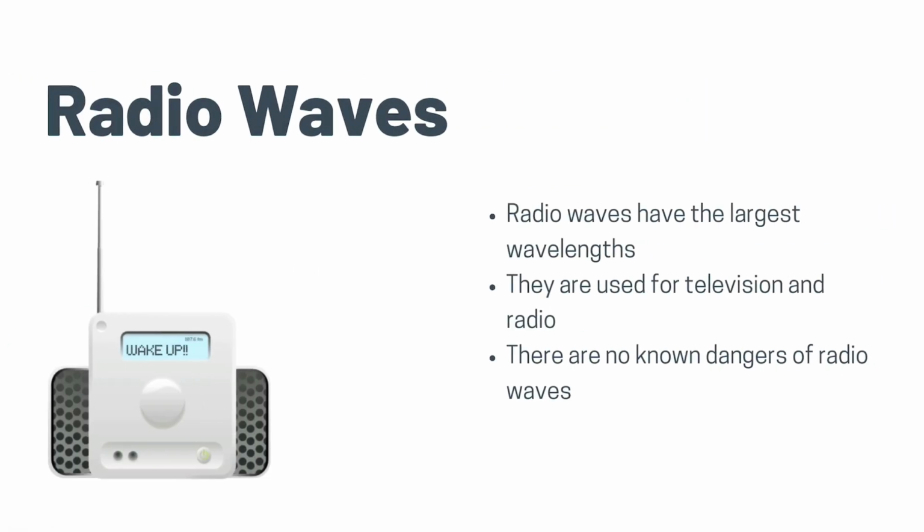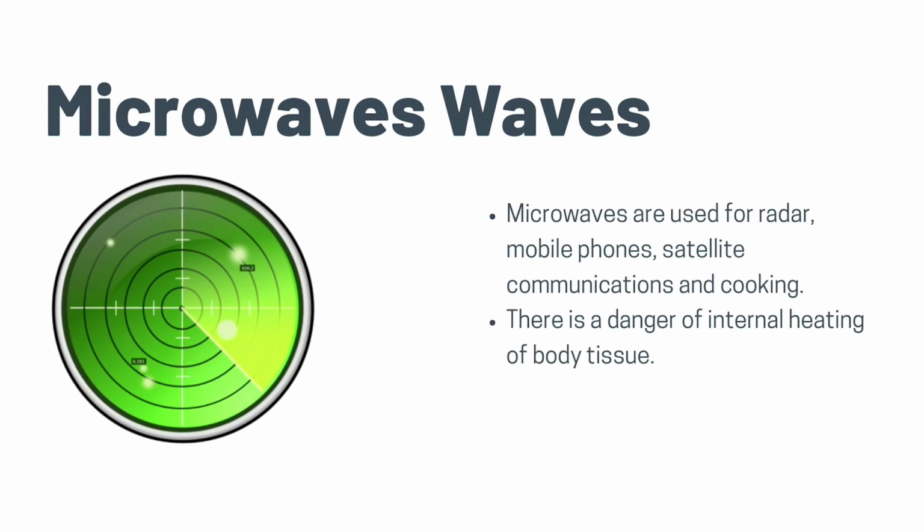Let's go through each in detail. Well, I say detail, we'll talk about what they're used for and if there's any dangers. Radio waves have the largest wavelengths, as we talked about a second ago. They are used for television and radio. That's their uses. And there are no known dangers of radio waves because they've got very low energy. So we don't have to worry too much about them. So all we need to know about radio waves is they're used for television and radio.